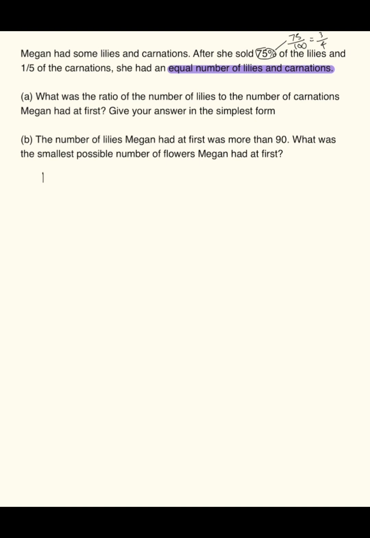Denominator for the lilies is 4, while denominator for the carnations is 5. So I will draw the lilies first. Very simply, like this, and then I will chop it into 4: 1, 2, 3, 4. Now the key phrase here is equal number of lilies and carnations after selling. So she sold this three. This three was sold. Now we notice that for the carnations, 5 was the total minus 1. She has 4 units left, and these 4 units are equal to the 1 big unit of lilies here.